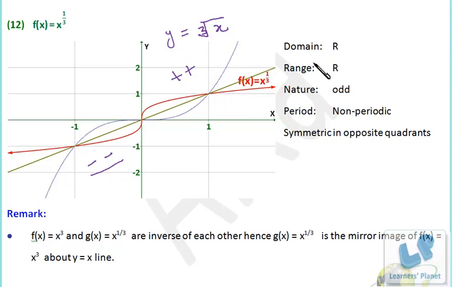Okay. Domain: you can take any value of x, no restrictions, because it's a cube root. Range: if x is positive, y is positive. If x is negative, y is negative. If x is 0, y is 0. That means the range is also all real numbers, right? Nature of the function: f of minus x will be minus of cube root of x, so f of x is equal to minus f of minus x. Hence it is an odd function. Okay.